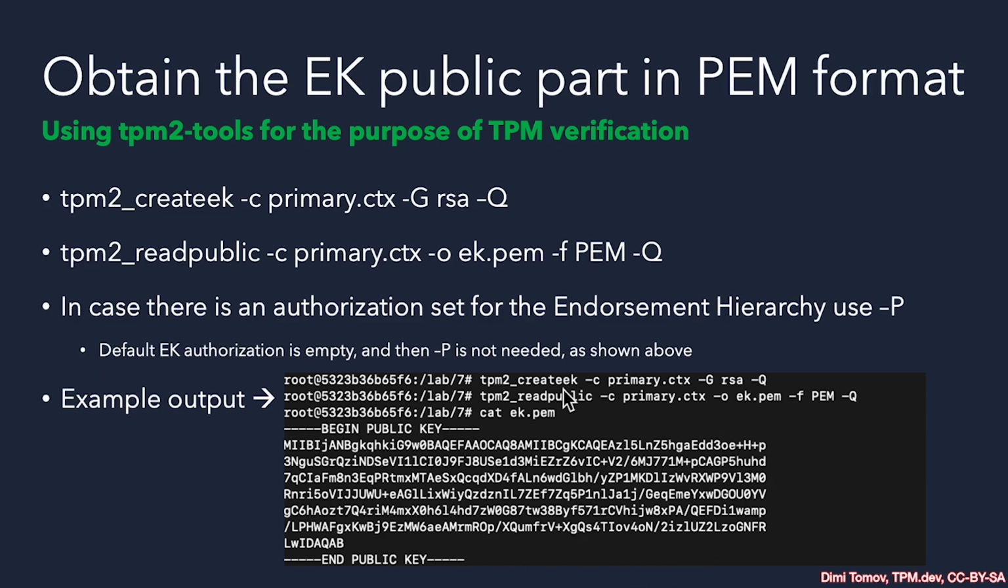Here we have an example output, the first command generating the EK, then using the context from the first command and generating the PEM formatted EK public key as a file. And here is an example of such file. Because we are using a Docker lab environment and TPM simulator, you don't have to worry about exposing your EK public part, which can be used to identify your machine. And we talked about the privacy concerns with EKs in the previous lecture.